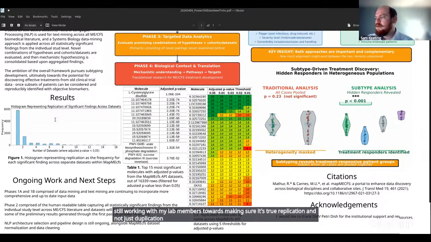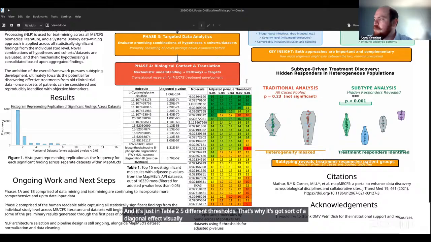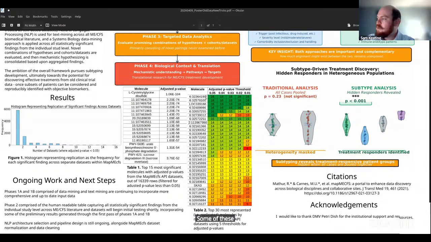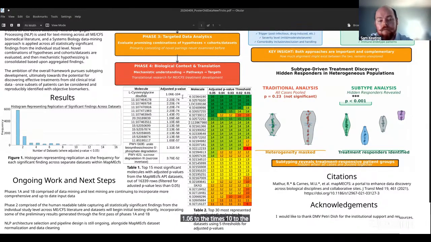But the highest number is 16 in both table 2 and figure 1. And in table 2 it's just 5 different thresholds. That's why it has a sort of diagonal effect visually. So some of these molecules are actually present 16 times in different data sets. And some of the p-values get quite significant looking, or at least on paper in an academic framing they're quite significant: 1.06 times 10 to the minus 104.